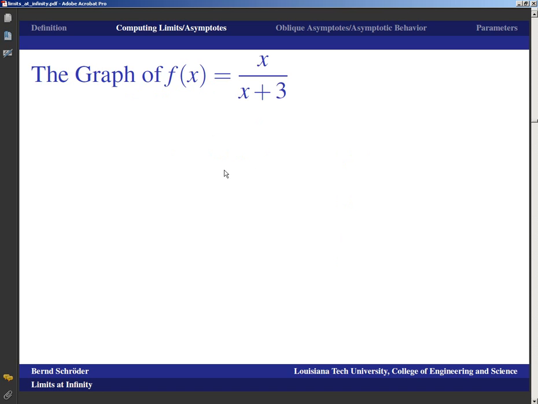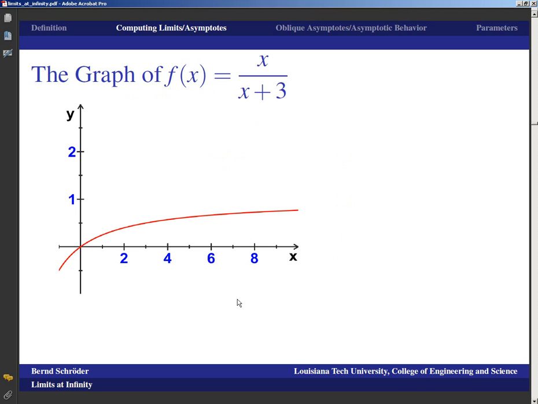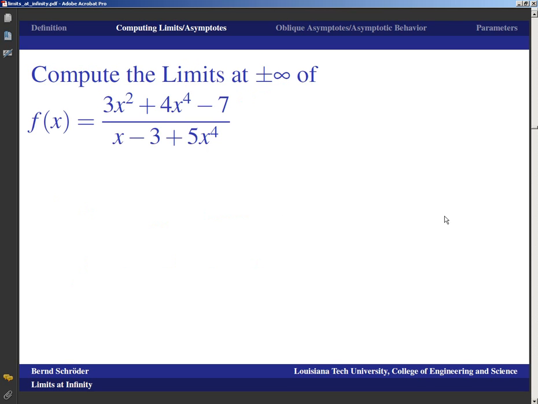But again, just like for limits at a point, we can also double check. Here's the function x over x plus 3, and here's the horizontal asymptote, and we can see the function approaches its horizontal asymptote. And here's where you can also see for rational functions, very often they don't cross the asymptote, but like I said, there's nothing that forbids crossing the asymptote. Okay, compute the limits at plus and minus infinity of this function here.